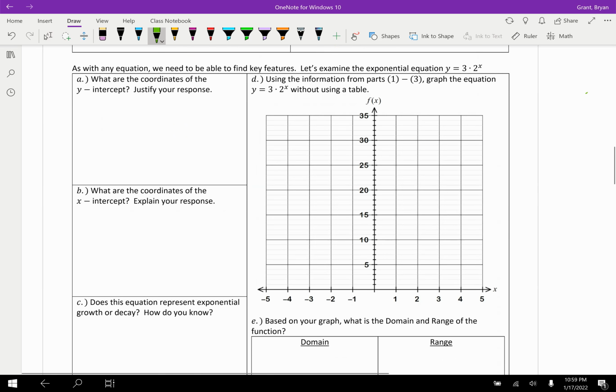We're going to look at the exponential equation y equals 3 times 2 to the x power. And all we're really going to do is put together parts A, B, and C, which I called 1 through 3, but you get the idea. And we're going to use those to create our graph, and that's going to be it.